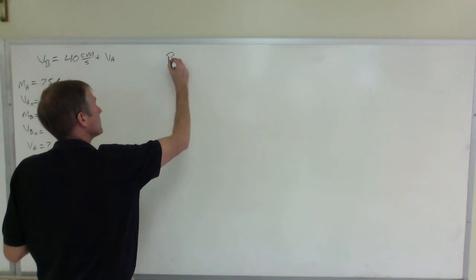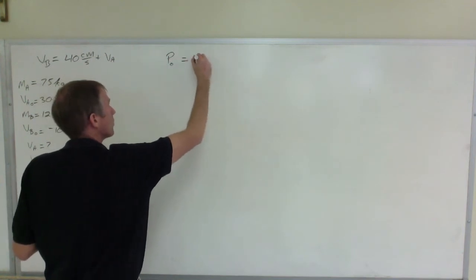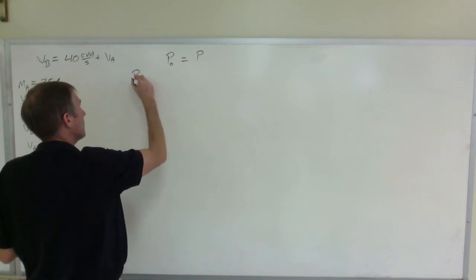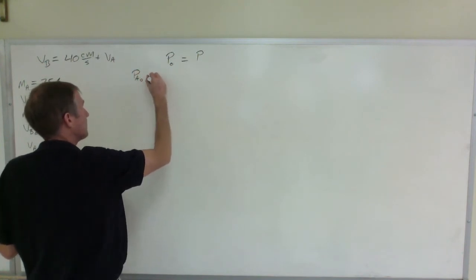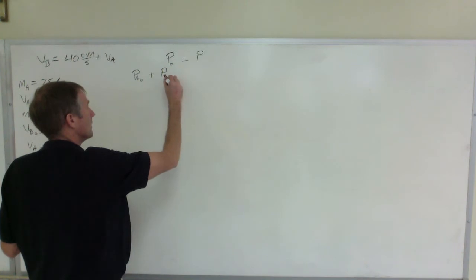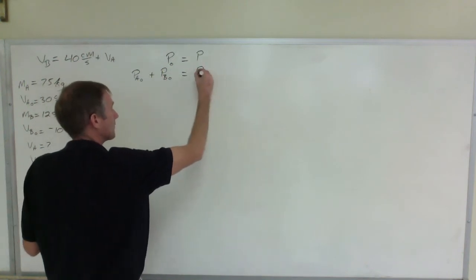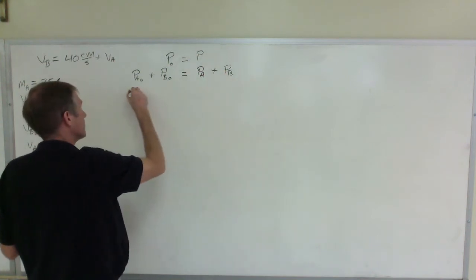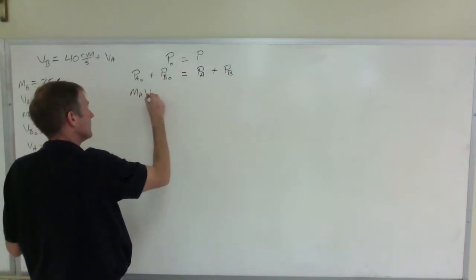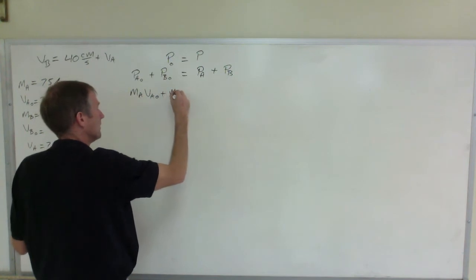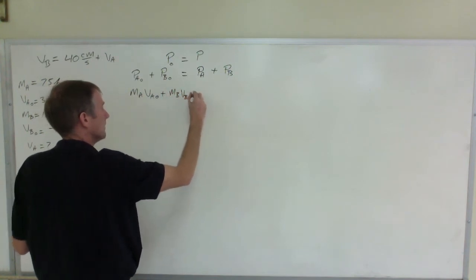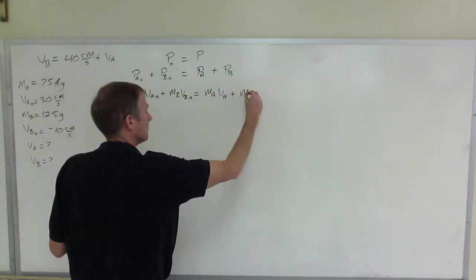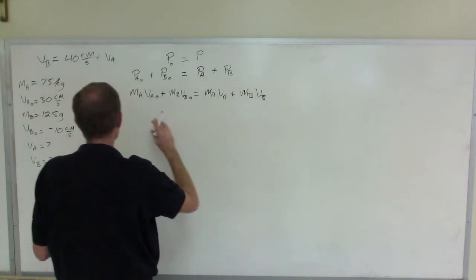The total momentum before the collision equals the total momentum after the collision. Total momentum is equal to the sum of that of A plus that of B, before and after. Remember, this is the mass of A times its initial velocity plus the mass of B times its initial velocity, equals the mass of A times its final velocity plus the mass of B times its final velocity.